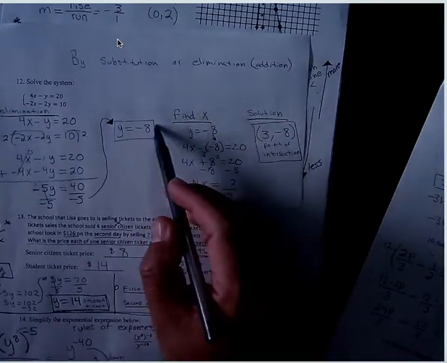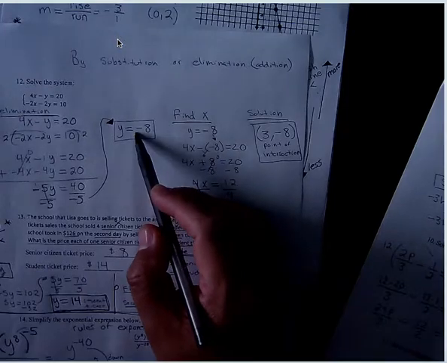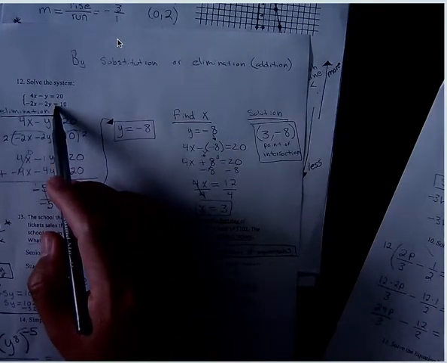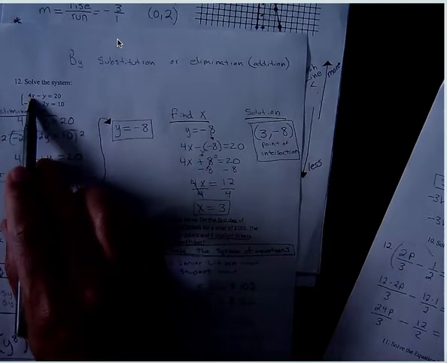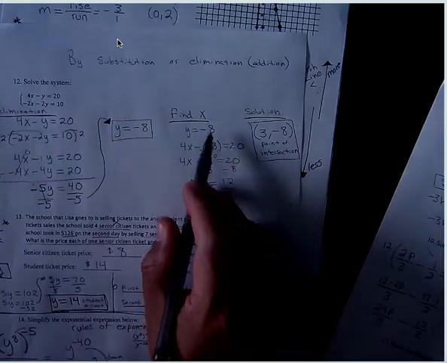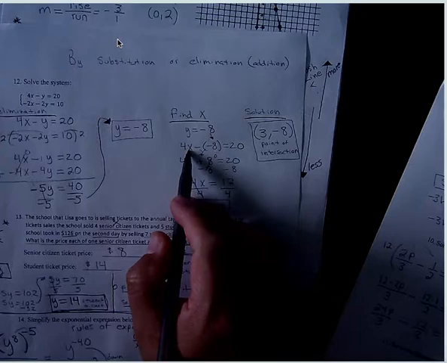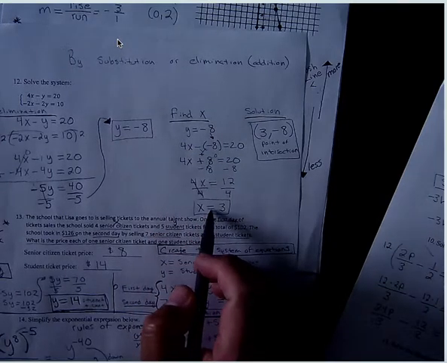Here's when you find x, so you have to substitute y into one of these two equations. You choose any, I picked the first one, so the y is now negative 8, so now you solve for x, and I got 3, so that would be the solution.